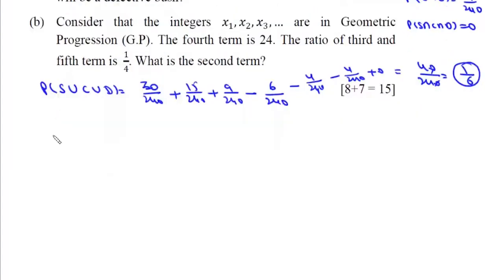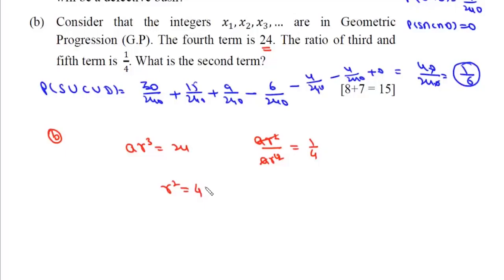Now the part B, it says, consider the integers x1, x2, x3 which are in GP. The fourth term is 24. So the fourth term is AR cube and it is 24. The ratio of the third and fifth term is, so the third term is AR square and the fifth term is AR to the power 4, and this ratio is 1 by 4. Now I'll cancel, so we get R square. So the value of R square is nothing but 4.